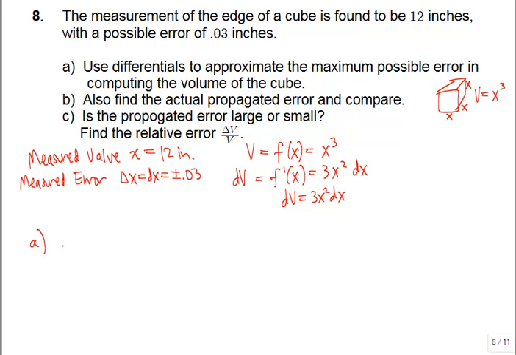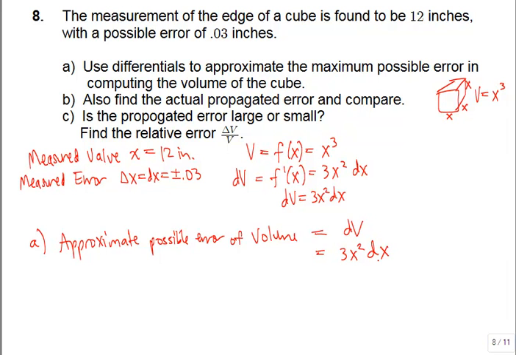So we want to approximate the maximum possible error in computing the volume. So the approximate error of the volume is exactly what dV is. That's your differential of V. Differentials are always the approximations. So what is dV? dV is the derivative of this volume function, that 3x squared, and then to put it in differential form, we multiply that by our dx.